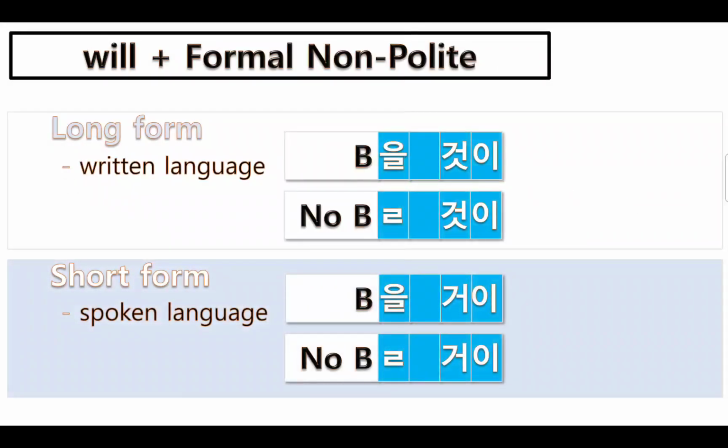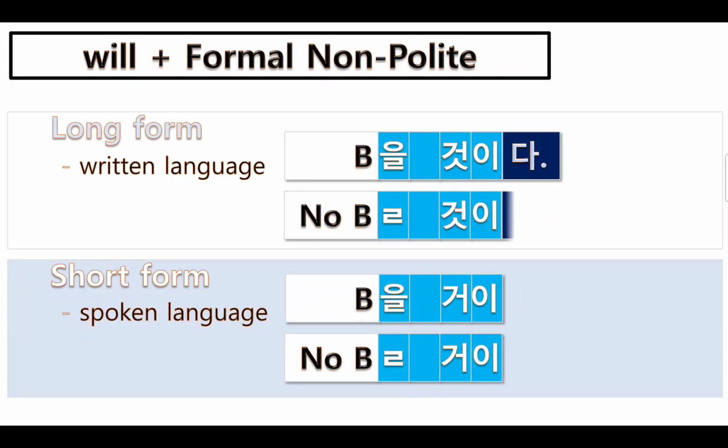And will plus formal non-polite. When do we use this form? When we speak and when we write. This is a non-polite form, so when the listener is younger than you or your friend, we use this form. Or when we write down, we use this form. The long form is for written language and the short form is always for spoken language.